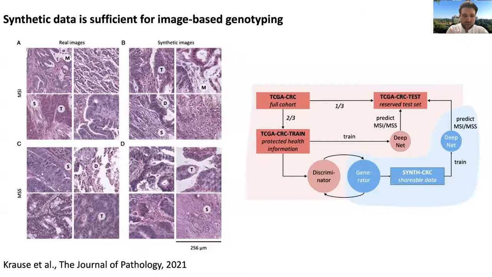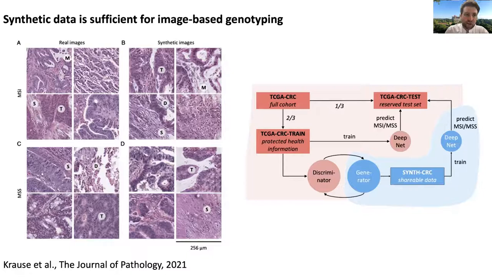So what we recently showed in this study here is that you can actually use generative neural networks that can be trained on real images and can then be used to generate synthetic images. So here, these histology image patches were generated by a neural network, but still what we showed in this study is that these generated image patches retain information about molecular alterations.